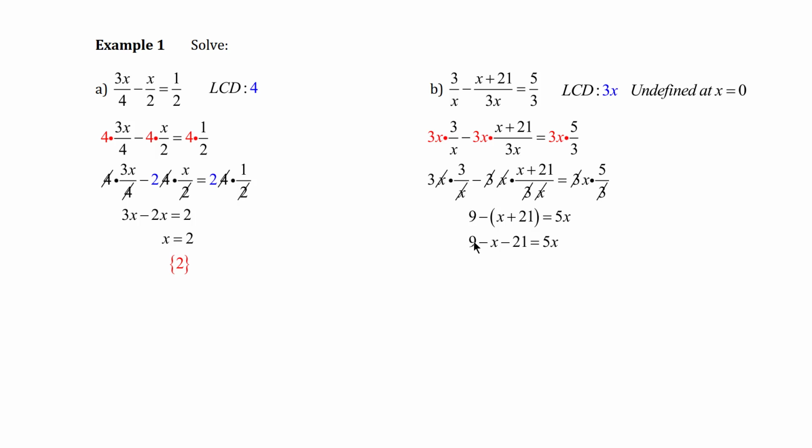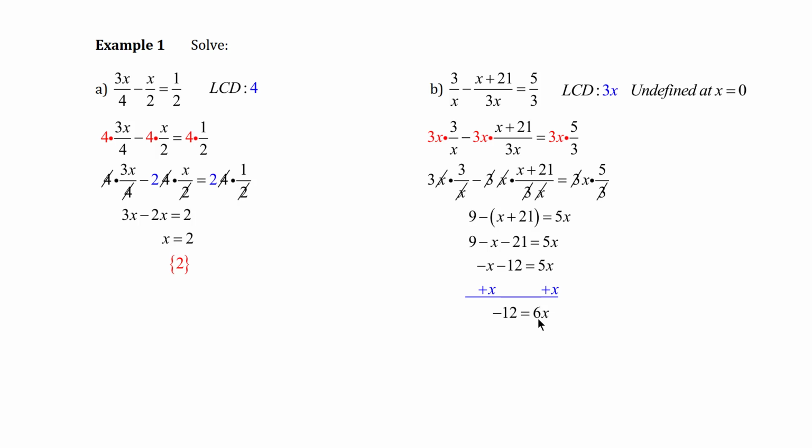From here, we could combine 9 and minus 21 to get negative 12, and then we bring down the other terms. The result is negative x minus 12 equals 5x. Next, we get rid of the minus x on the left-hand side by adding x to both sides of the equation. The result is negative 12 equals 6x.